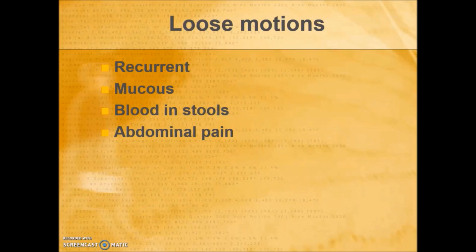Lastly, loose motions, particularly loose motions that are recurrent with a lot of mucus and blood and accompanied by abdominal pain, can be part and parcel of ankylosing spondylitis. You should be talking to your rheumatologist if you ever develop these type of loose motions.